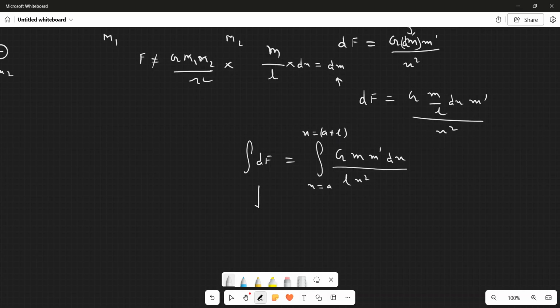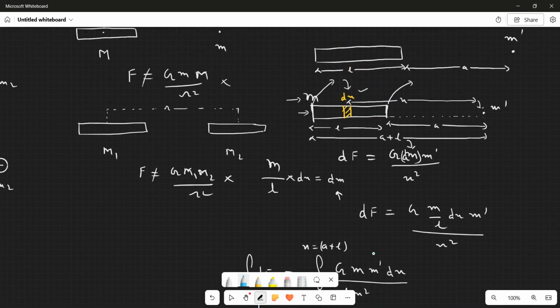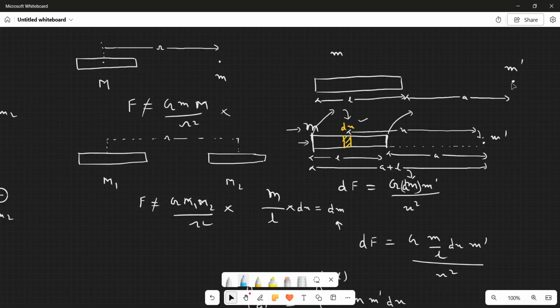Now this dF after getting integrated becomes capital F, and whatever constants are there, we take out of the integration. So after integrating, we get G m m dash upon a into (L plus a). This is how we can find the gravitational force existing between the rod and the small particle which has a mass of m dash.